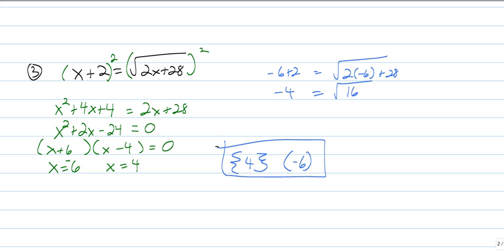So don't forget that. Alright, and that's all we're doing. It's just solving, trying to undo the square roots, the third roots, the fourth roots, the fractional powers.